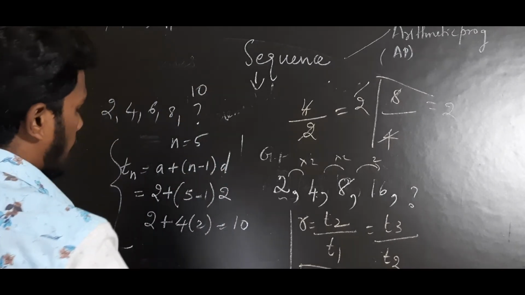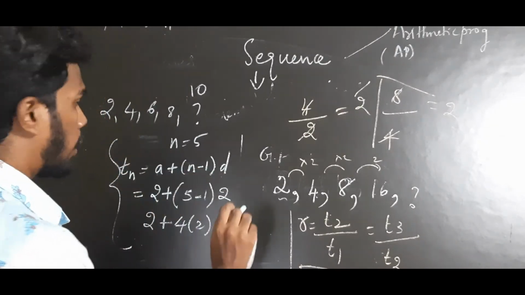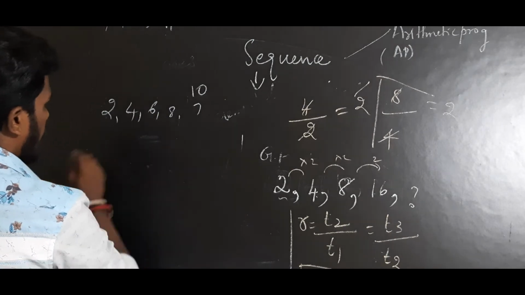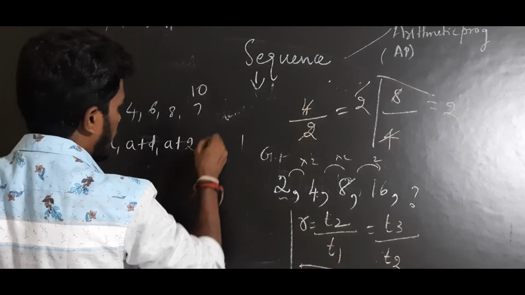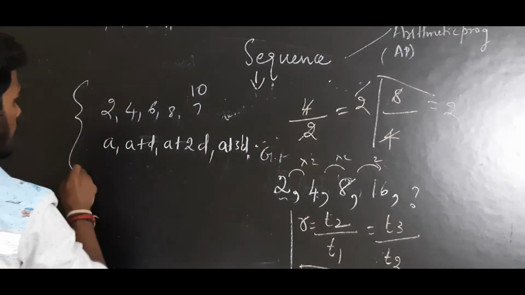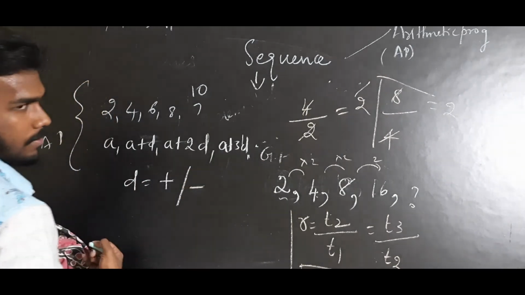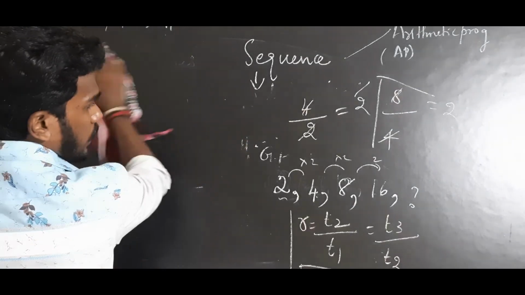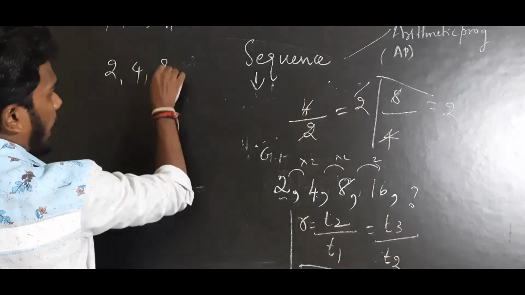This is how you calculate the nth term of any arithmetic progression, and the data are arranged in order: A, A plus D, A plus 2D, A plus 3D, and it goes on for an AP sequence. And this D can be positive or negative. And same thing, if I have to think about a geometric progression, as I said, 2, 4, 8, 16.